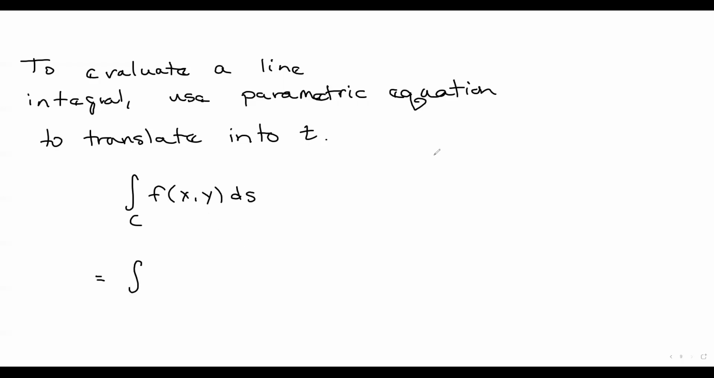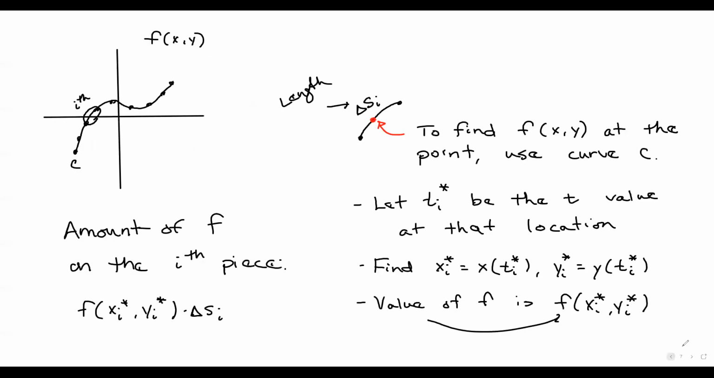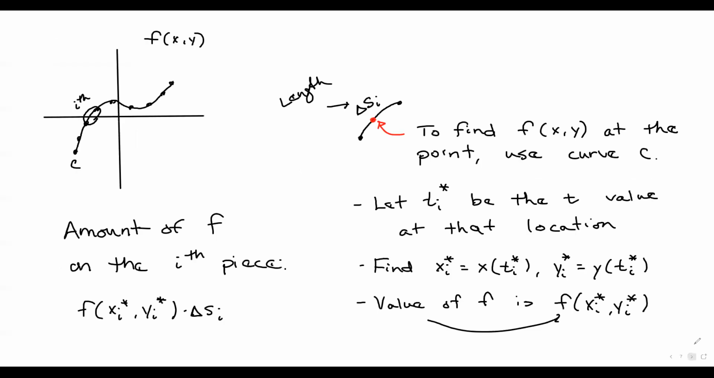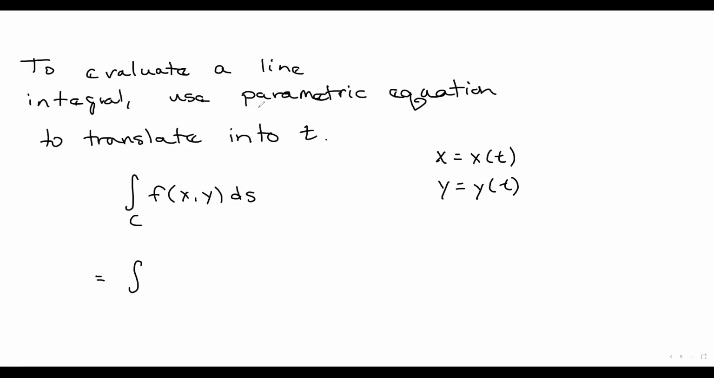Recall we have x equals x of t, y equals y of t. And where did that come from? That came from our definition, from our parametric equation right here, from curve C. So curve C tells us that x equals x of t and y equals y of t. We're going to rewrite this and replace the x with x of t, and the y with y of t. Again, those come right out of your parametric equations.